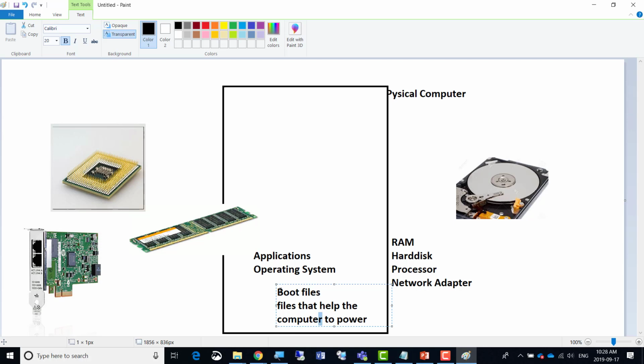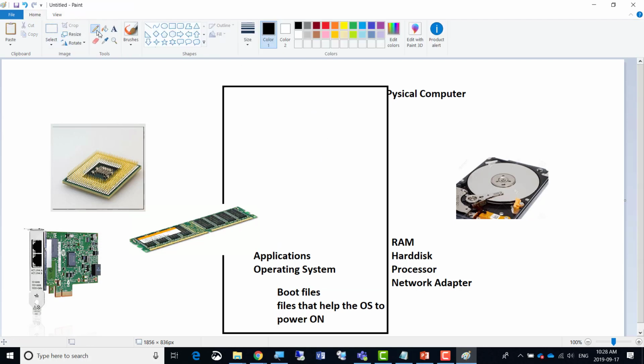The operating system, the OS, helps the computer power on. I was just telling you the starting process of a computer. As soon as you power on the physical computer, the boot files start and initiate the operating system, and the rest of the operating system also starts. But all this software was living on the hard disk drive.